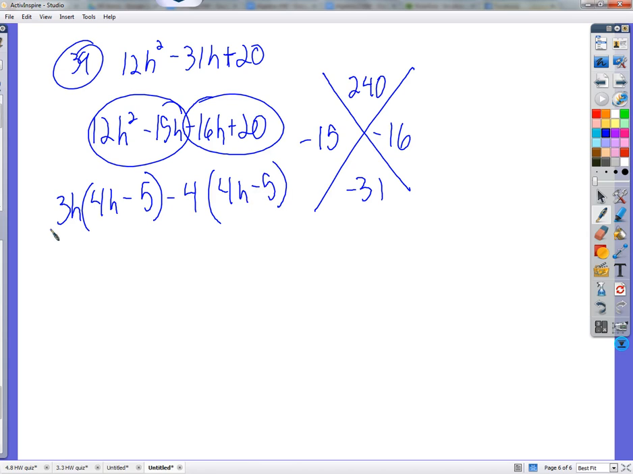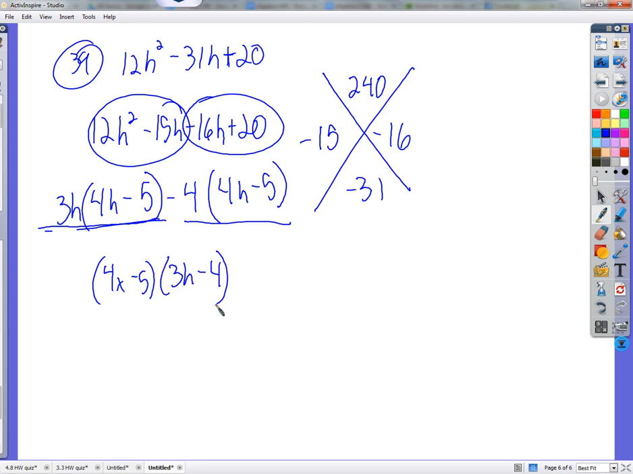And now we've got two terms. They share a factor of 4h minus 5, so we undistribute that 4h minus 5. That leaves 3h minus 4, and we have factored it.